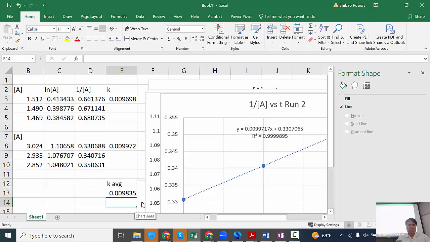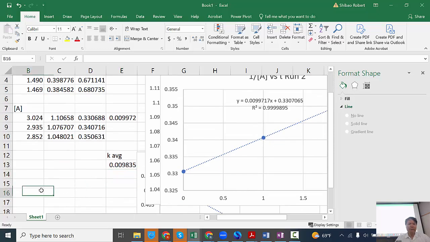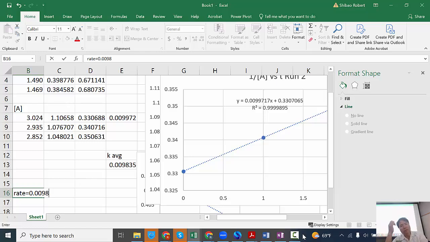And so the K average comes out to 0.009835, and therefore the rate law is rate equal to the K average, 0.009835. Actually, how many sig figs are we allowed? We're only allowed, I think, 2. So 0.0098. Now, what are the units for the K? The units are going to be inverse molar, inverse time. So this should be molar to the -1, and then minutes to the -1.